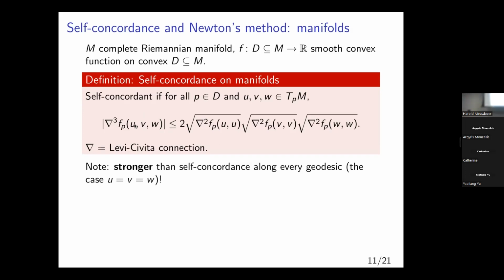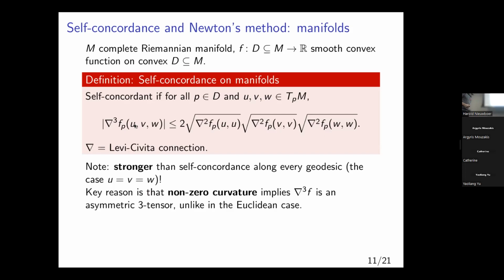Okay, and this is actually with good reason. It's because we know that you need this estimate to prove the quadratic convergence result on the previous slide. And we know that this estimate is also stronger than just requiring it along every geodesic. So that's the case where u, v, and w are all the same vector. We know examples of functions for which the constant on the right hand side is different depending on whether you use u, v, w all equal or not.